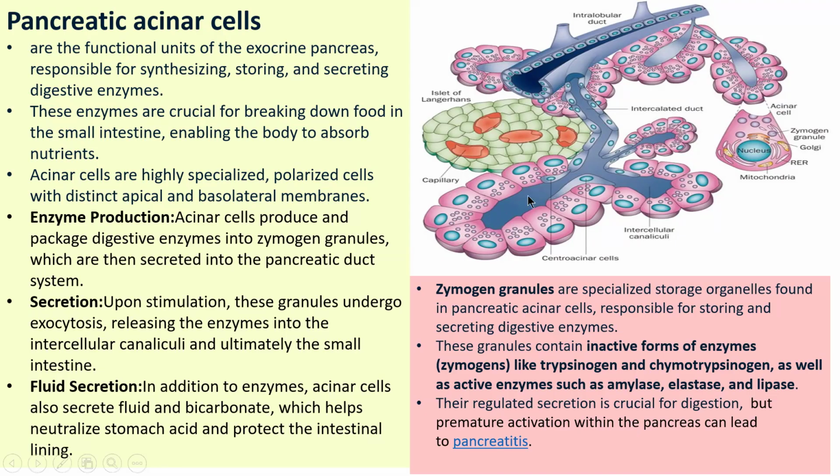These enzymes are then secreted into the pancreatic duct. Zymogen granules consist of digestive enzymes. They are produced by the acinar cell, packed into zymogen granules, and then released into the intestine with the help of the pancreatic duct.